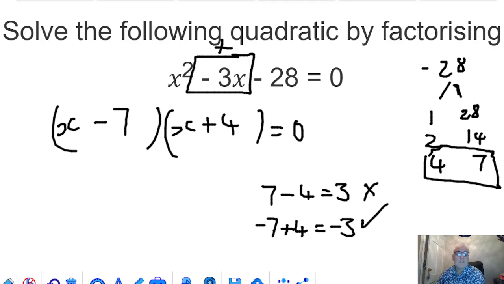Now if I want to solve that, remember what we did last time, we could do the inverse of whatever's in the bracket. So x is going to equal +7 or x is going to equal -4. And that will be my solutions.